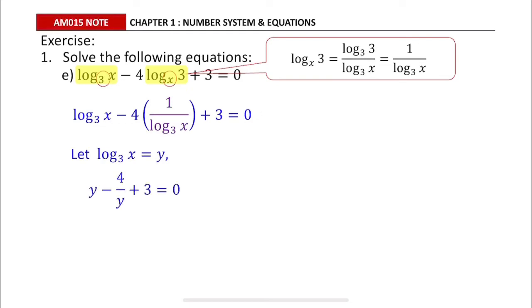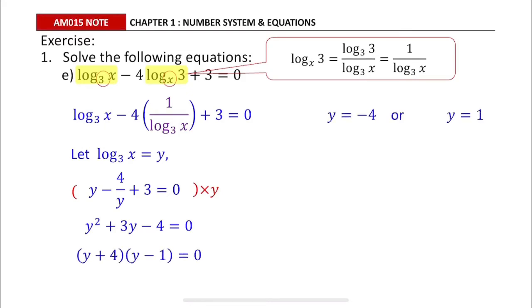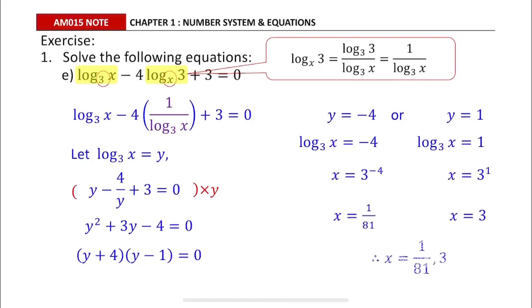By multiplying both sides by y, we get a quadratic equation in terms of y. Then factorize it and we get the values for y. Now we have to change it back to log base 3 of x to get the values of x. Then by changing this log form to index form, we get the answers for x.